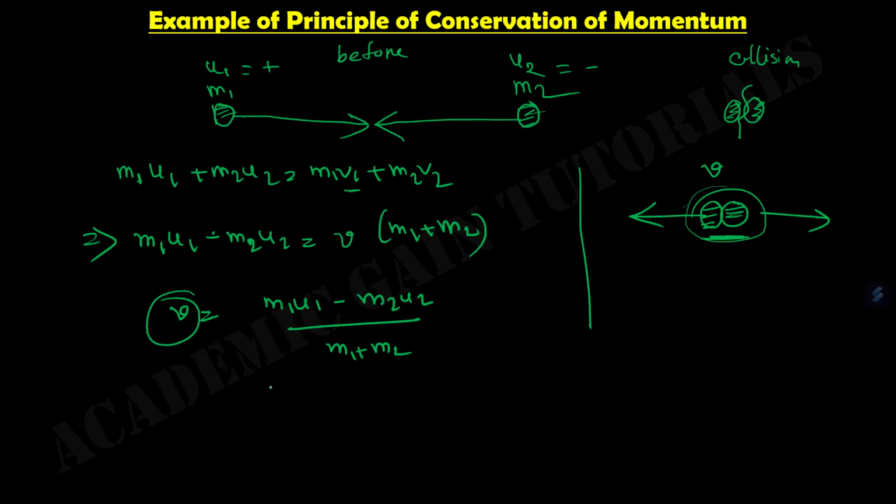If the result of v is positive, then both objects will go in the right direction, as the positive direction is on the right side. And if the value of v is negative, then they both will move with the velocity of v in the left direction. So with the help of this plus and minus sign, we find out where both objects will go, and the value of v gives us the velocity at which both objects move. So this is the whole concept of conservation of momentum.